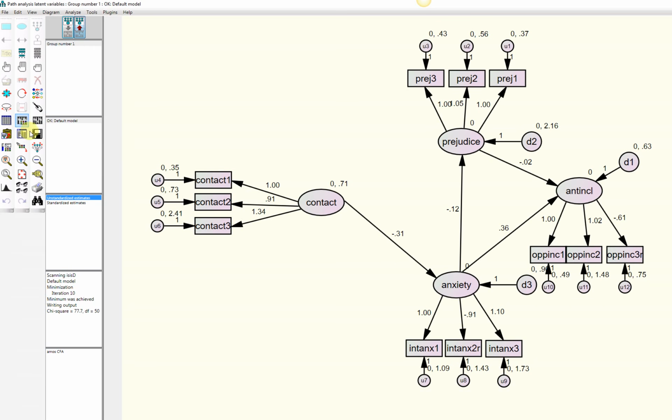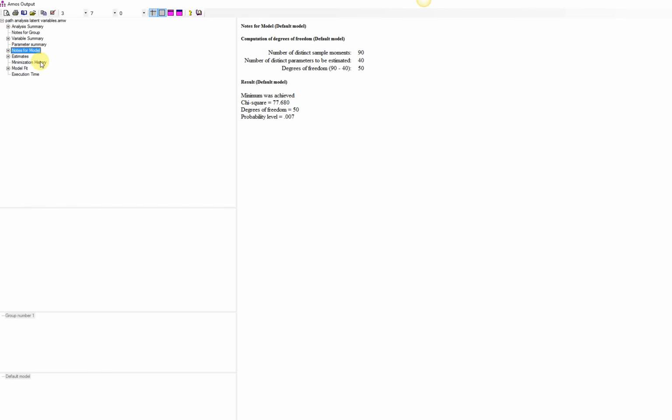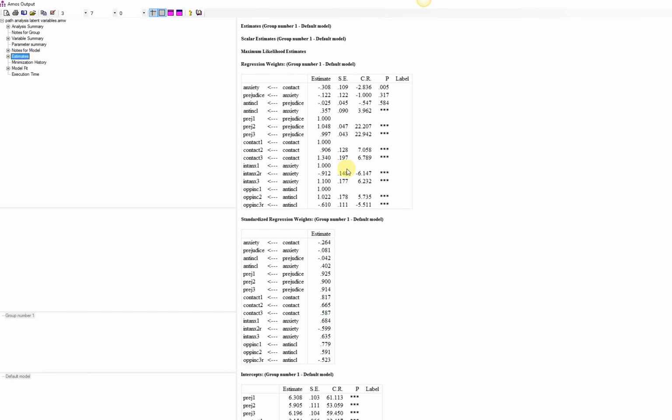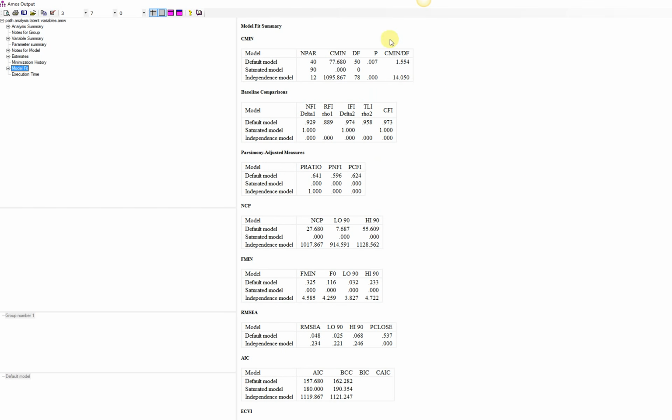So at any rate, if we go back to our output file under estimates, this is what we just covered. If we go to model fit, these are the indices that are utilized to assess the overall global fit of the model. So there are various indices that can be utilized. The more common indices include the chi-square goodness of fit test, the comparative fit index, Tucker-Lewis index, and the root mean square error of approximation. There are others as well. These are all different lenses by which you can look at the fit of the model.